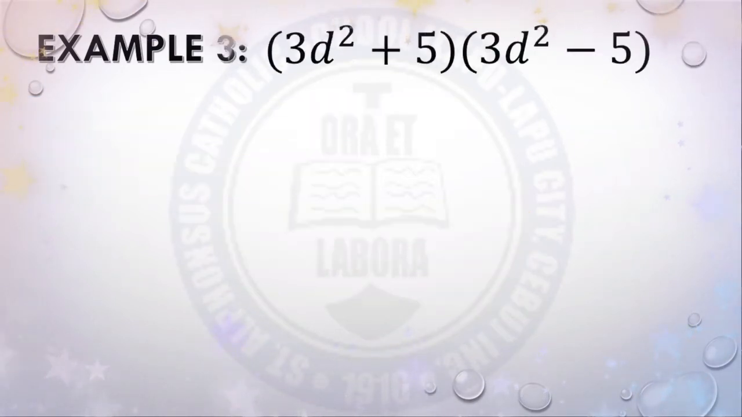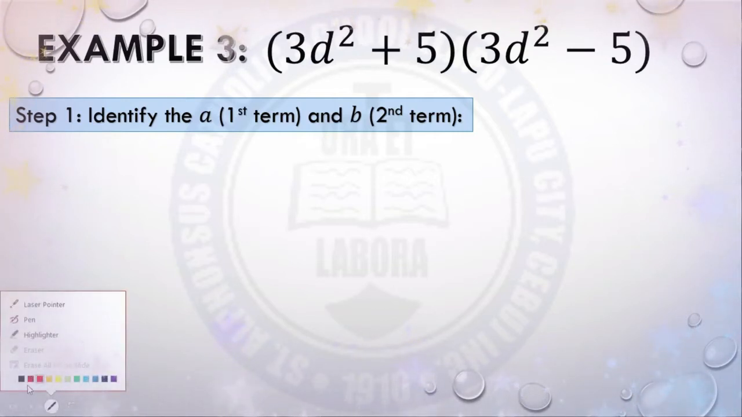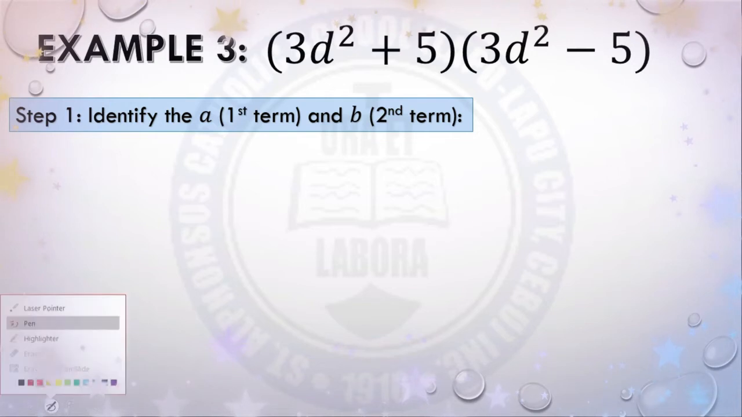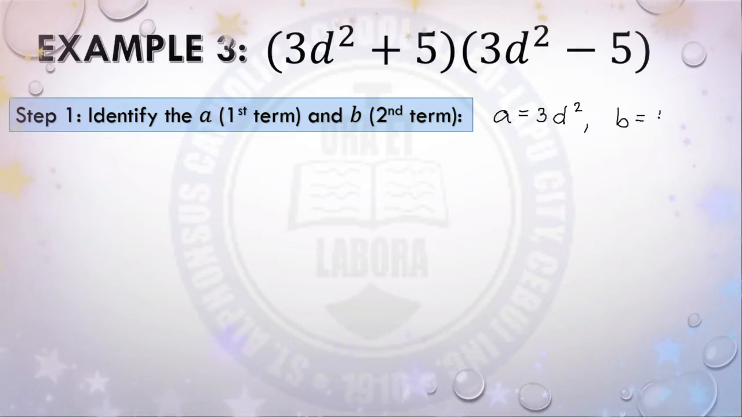Now, we are on the third example. 3d squared plus 5 times 3d squared minus 5. Now proceed to step 1. Identify the first term and the second term. What is our first term? What is our second term? Please put your answer below. If your first term is 3d squared and your last term is 5, then good work, you're correct.